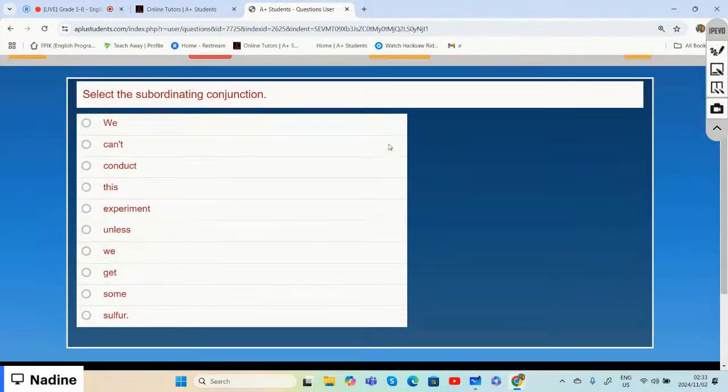We can't conduct this experiment unless we get some sulfur. We need to select our subordinating conjunction.